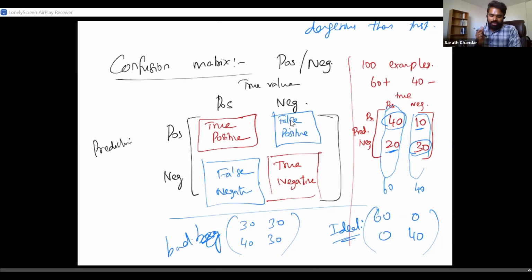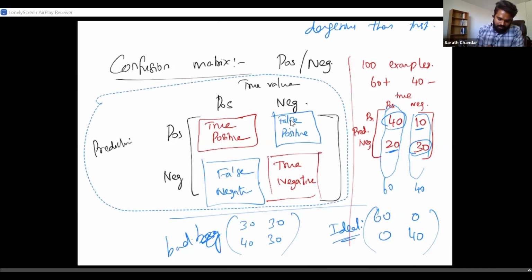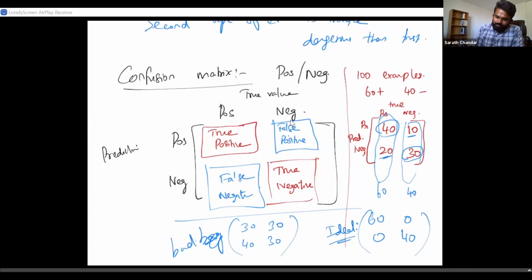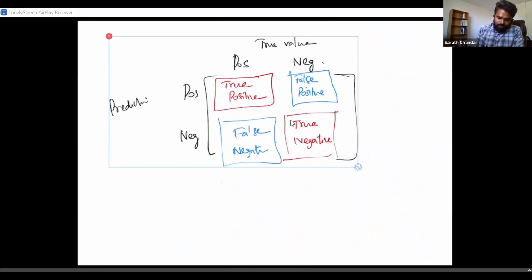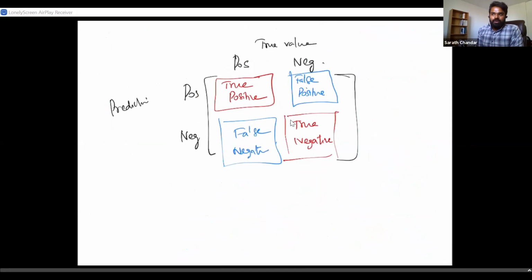Okay, now that we have developed this idea of a confusion matrix, we are going to use it to come up with better metrics than accuracy. Let me just copy paste the confusion matrix to the next page. Okay, so now using this confusion matrix, we are going to define 2 new metrics.